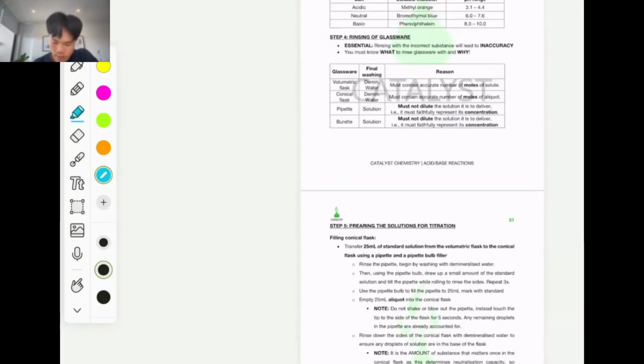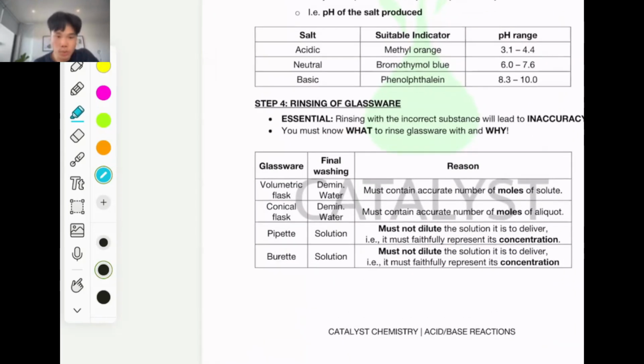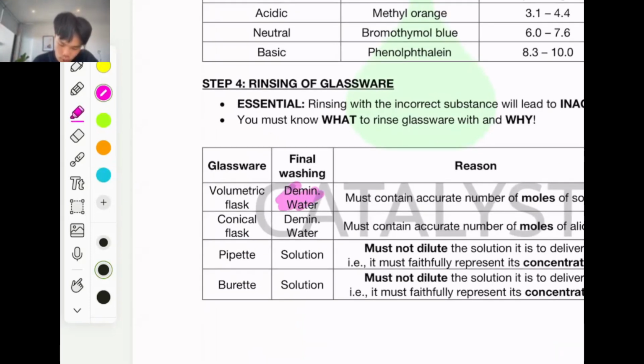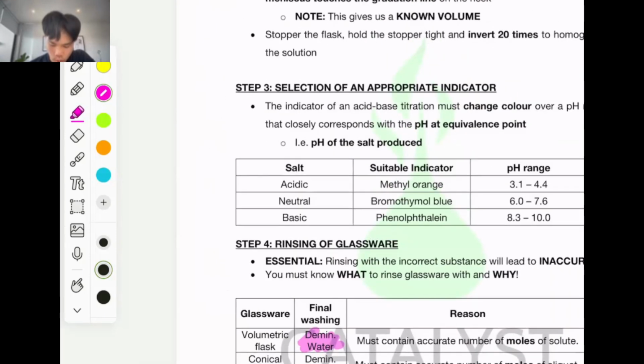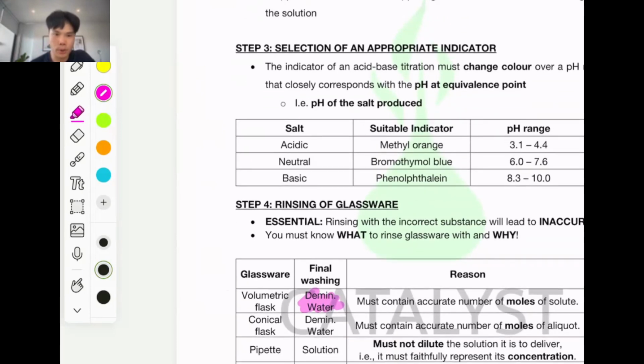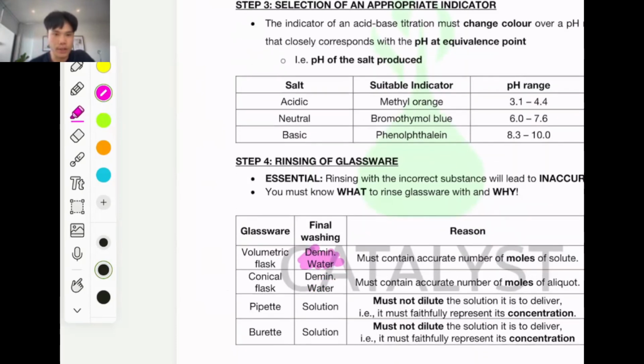I think in particular, with the rinsing, be very comfortable with knowing how to explain the effect on the concentration that you would measure. So if you had rinsed the volumetric flask with, for example, the solution that it's meant to contain, how would that affect the concentration that you actually measure down the line. So you should be able to talk about that. And when you choose an indicator, it's all down to whether you're neutralizing strong acid, strong base, strong acid, weak base, or weak acid, strong base. And that helps you to choose methyl orange, bromothymol blue, or phenolphthalein.